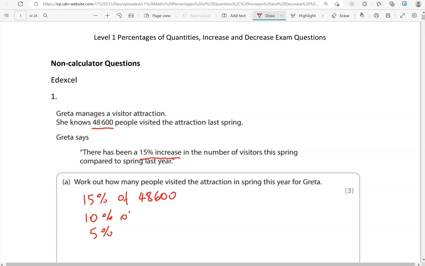So 10% of 48,600 we work out by doing 48,600 divided by 10. Because there are 10 lots of 10% in 100%. So when you divide a number like this by 10, you just knock off a 0 at the end. So the answer is 4,860. 5% is half of the 10% amount.